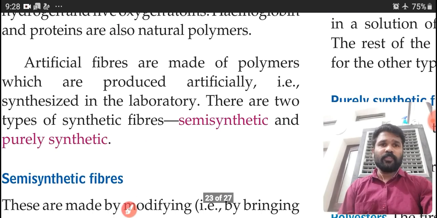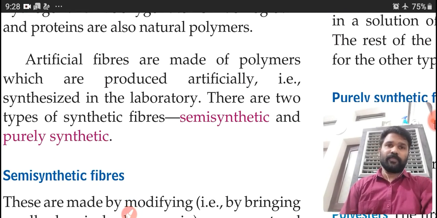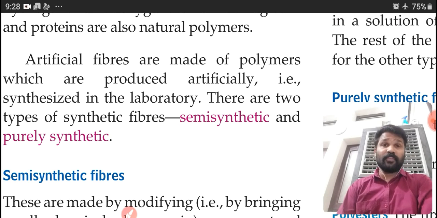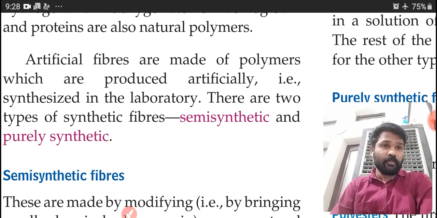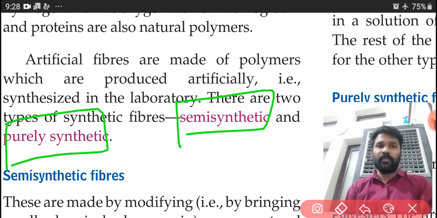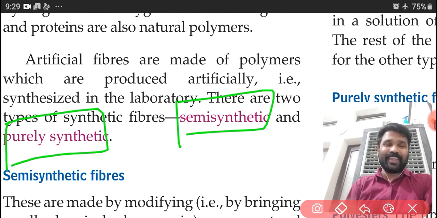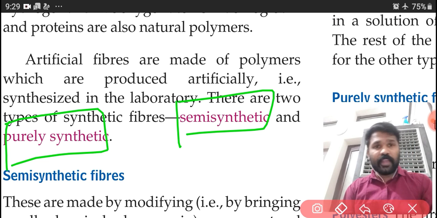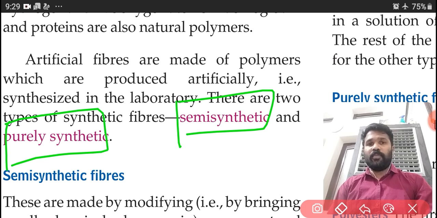Artificial fibers are made of polymers which are produced artificially, that is, synthesized in the laboratory. Artificial fibers we make by chemical reactions or chemical experiments in the laboratory. There are 2 types of synthetic fibers: semi-synthetic fibers and purely synthetic fibers.